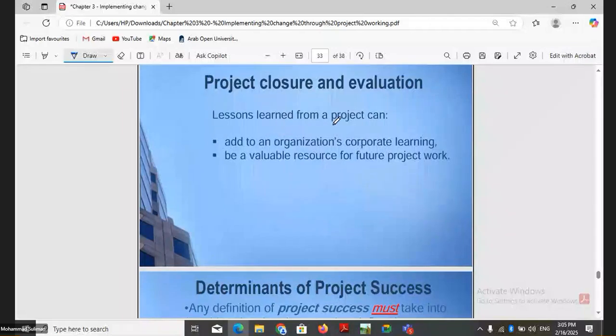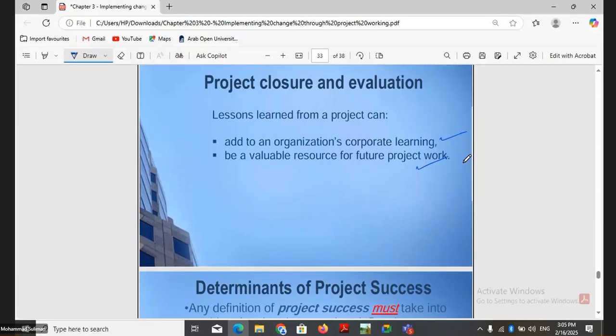Okay. Fine. The next is determinants of project success. By what can we say that the project is a successful project? Any definition of project success must take into consideration the elements that define the very nature of the project. What are these elements? These are the time, budget, and performance, or you can say the quality, right? And the fourth is client acceptance.